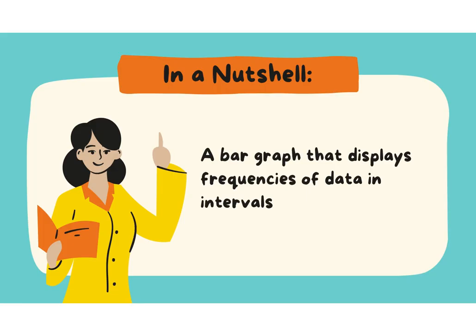And if you didn't watch the mild video, a histogram is a bar graph that displays frequencies of data in intervals. So for instance, you'll frequently see like 0 to 19 and then 20 to 39. And then how many of our data sets go into that number. That's what the graph will show.